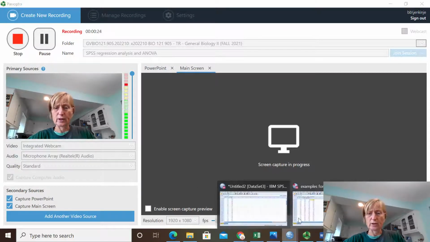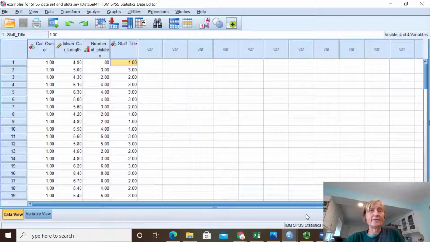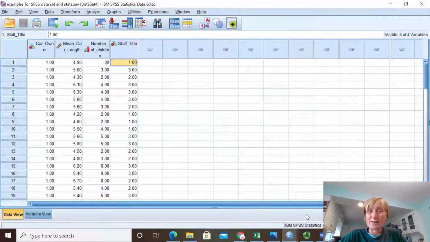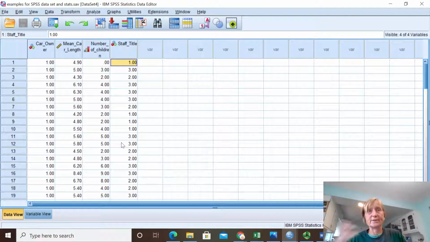So I'm going to go to a data set that I've created, and this data set is very similar to our data set from Project 1, where I looked at car length and mean car length for different kinds of owners, faculty, staff, and students. And I've added 2 more columns of data. I did more investigation on the faculty and staff car lengths, and I learned more about these guys, so I put some more data in.